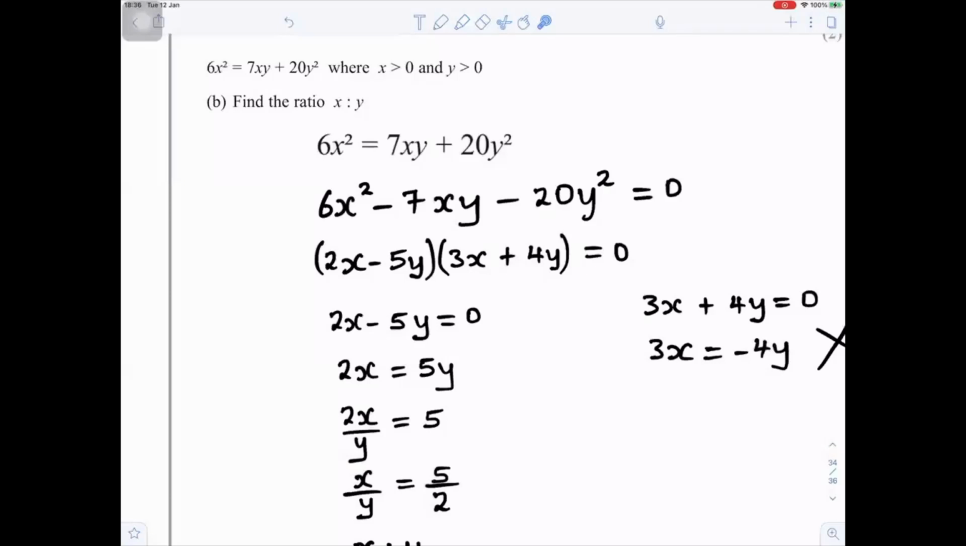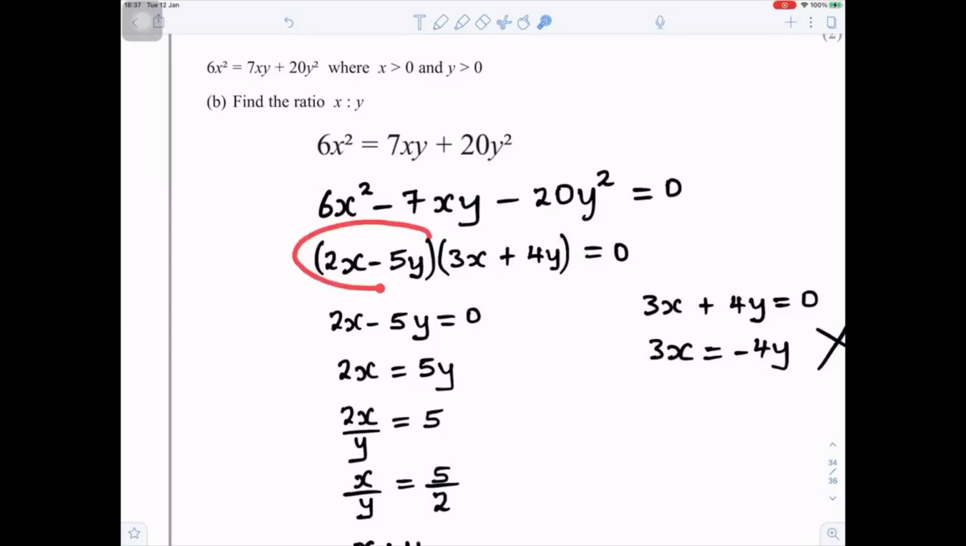Part B says 6x squared is equal to 7xy plus 20y squared, where x is greater than 0 and y is greater than 0. Find the ratio x is to y. We can do it one way, where we take the 7xy to the left and the 20y squared to the left. So that'll give us 6x squared minus 7xy minus 20y squared equals 0. And if you factorize, it gives you (2x minus 5y)(3x plus 4y) equals 0.